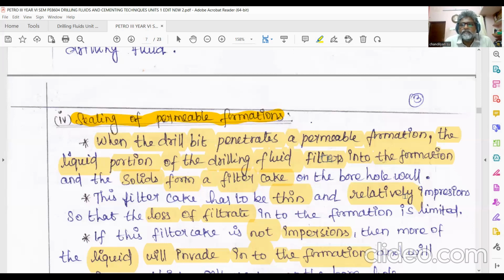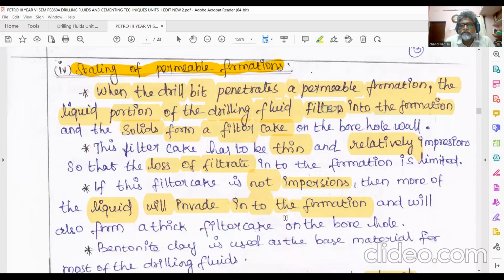Then money is managed well. Here also, the filter cake is not impermeable. What is the spelling mistake here? If it is not impermeable, then more of the liquid will invade into the formation. That is two negatives canceling out. English writers, basic speakers, don't use two negatives here. They will directly write permeable.